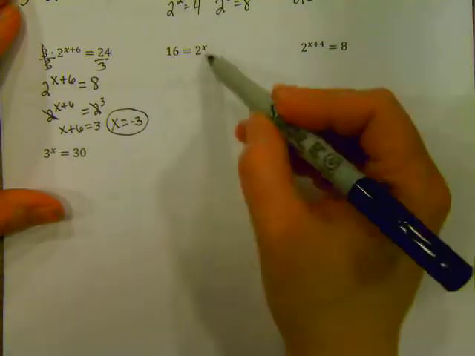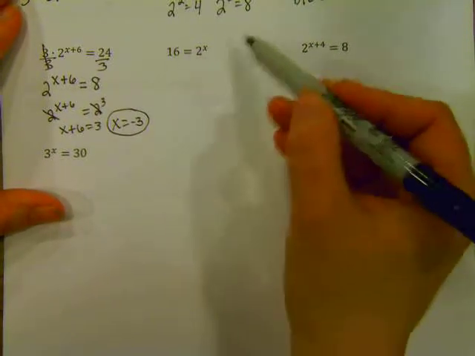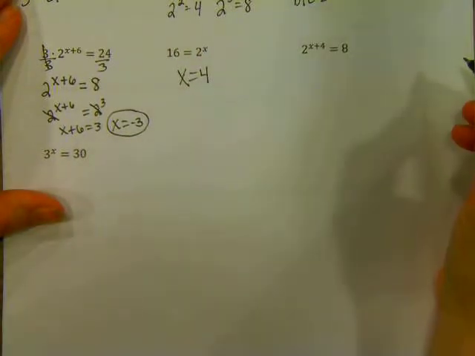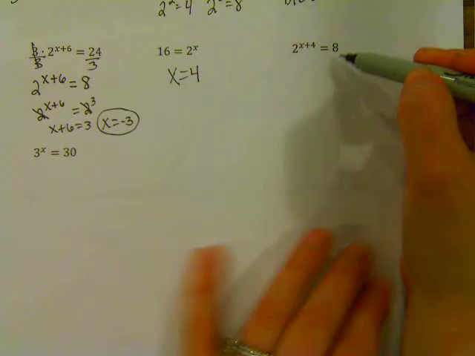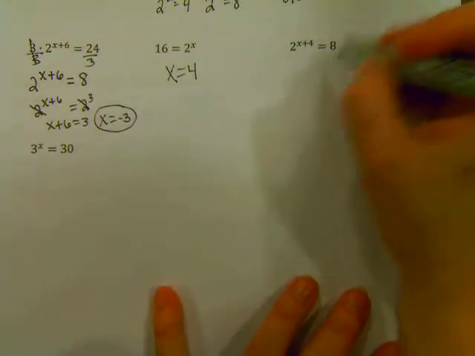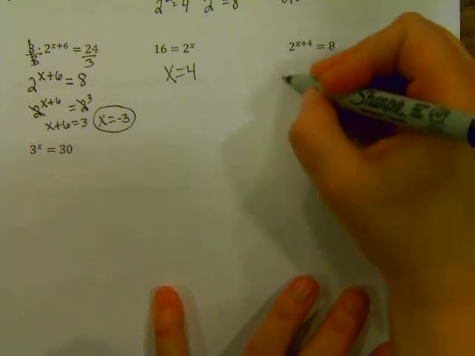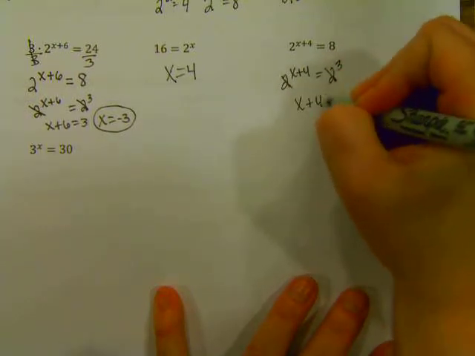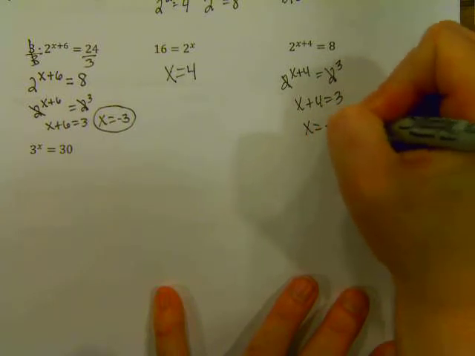This one, you don't have to estimate. 2 to what power is 16? That's on your chart. x equals 4. This one's like the drill today. You don't have to do anything in particular except change a base. So cross those off. So x equals negative 1.